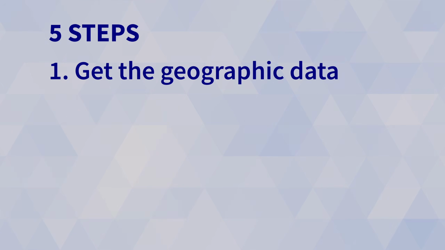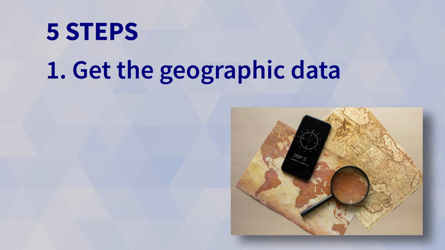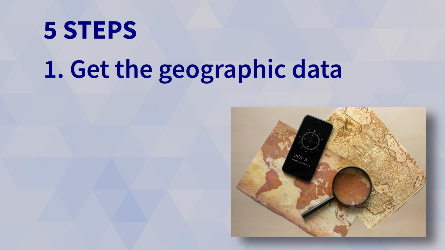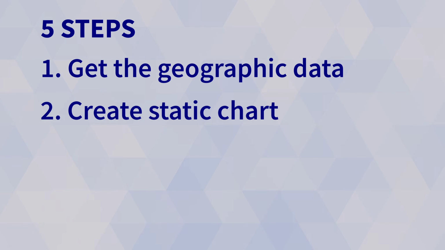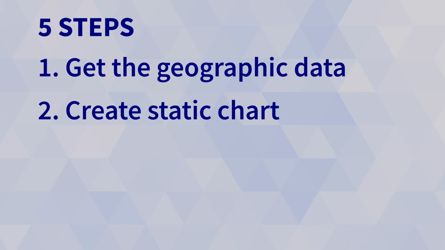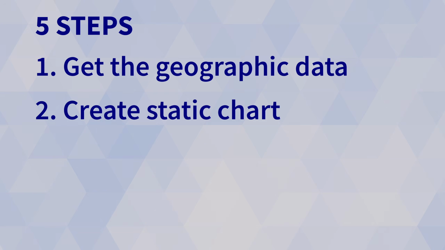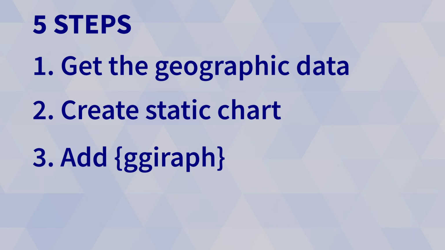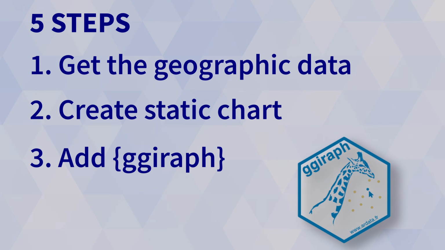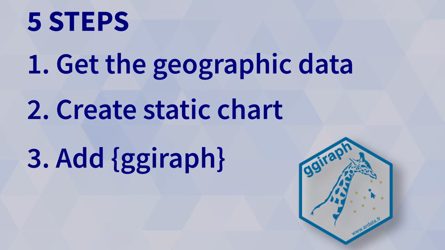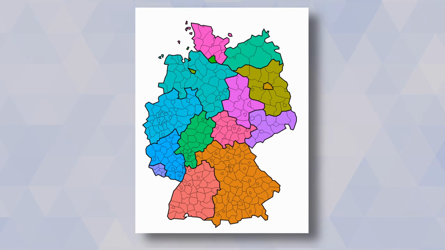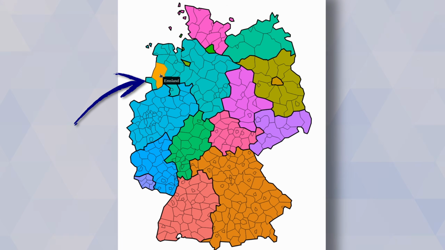Basically, you just need 5 steps to create this chart. First, you're going to need the geographic data. This means that you need the coordinates of the polygons that form the regions and states. And once you have the data, you can very easily create a static ggplot from that with more or less one line of code. And then you can throw the ggiraph package on top of that to turn the ggplot interactive.